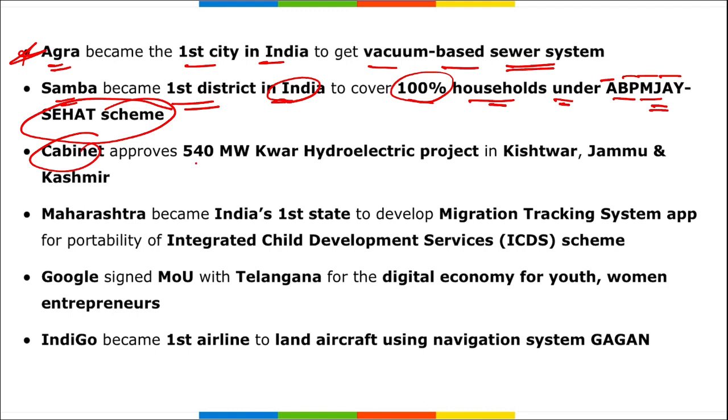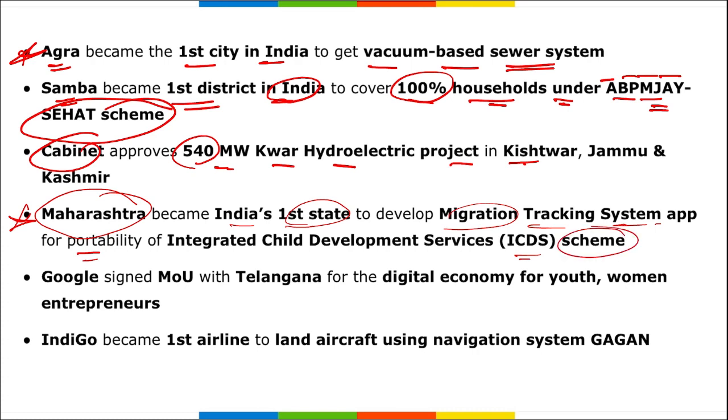Then the cabinet approved the 540 megawatt Kwar hydroelectric project in Kishtwar, Jammu and Kashmir. Then if we talk about Maharashtra, it became the first Indian state to develop a migration tracking system application. Mark this. This is for portability of the ICDS scheme, that is the Integrated Child Development Services scheme.